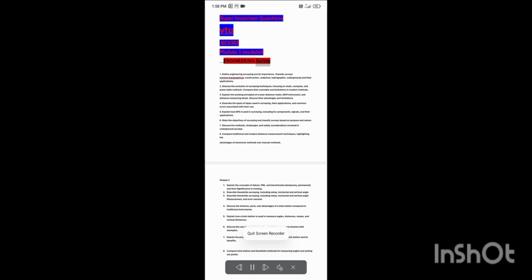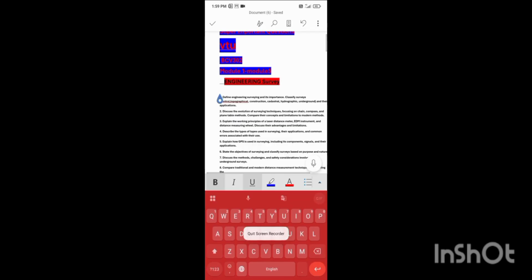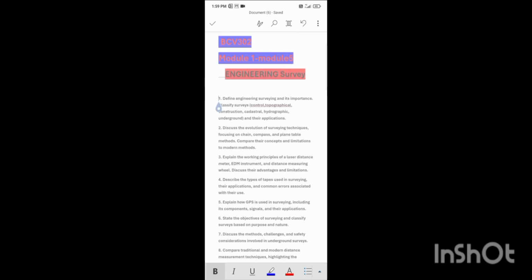Engineering Survey. 1. Define engineering surveying and its importance. Classify surveys: control, topographical, construction, cadastral, hydrographic, underground, and their applications. 2. Discuss the evolution of surveying techniques, focusing on chain, compass, and plane table methods. Compare their concepts and limitations to modern methods.